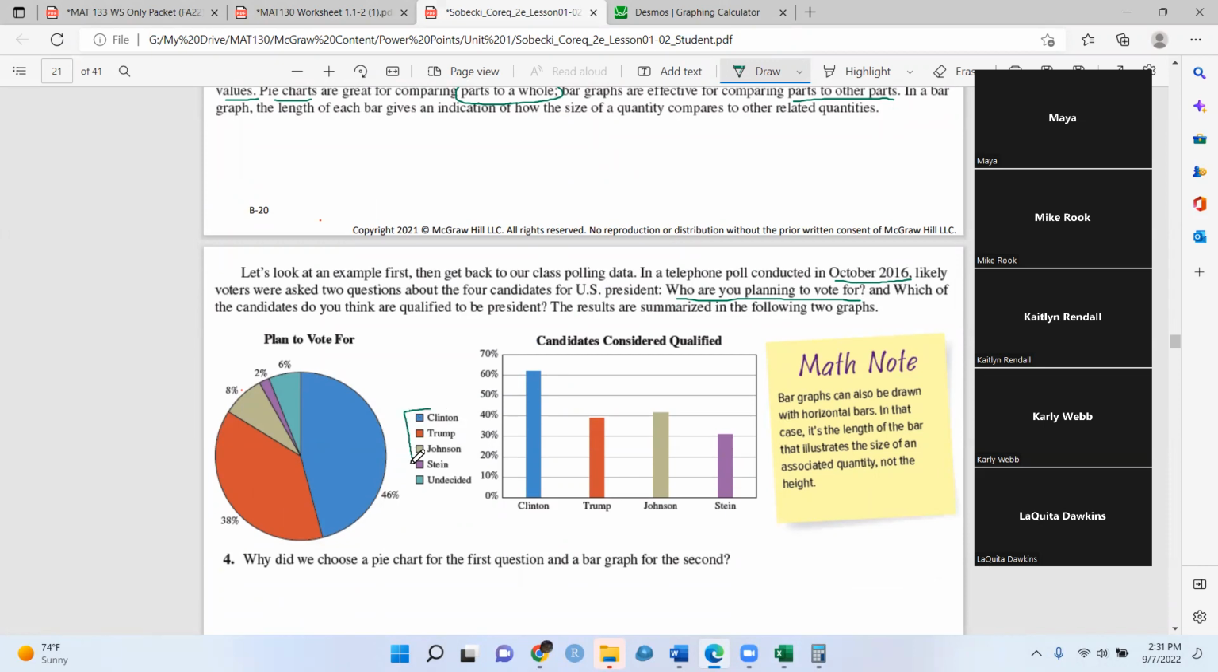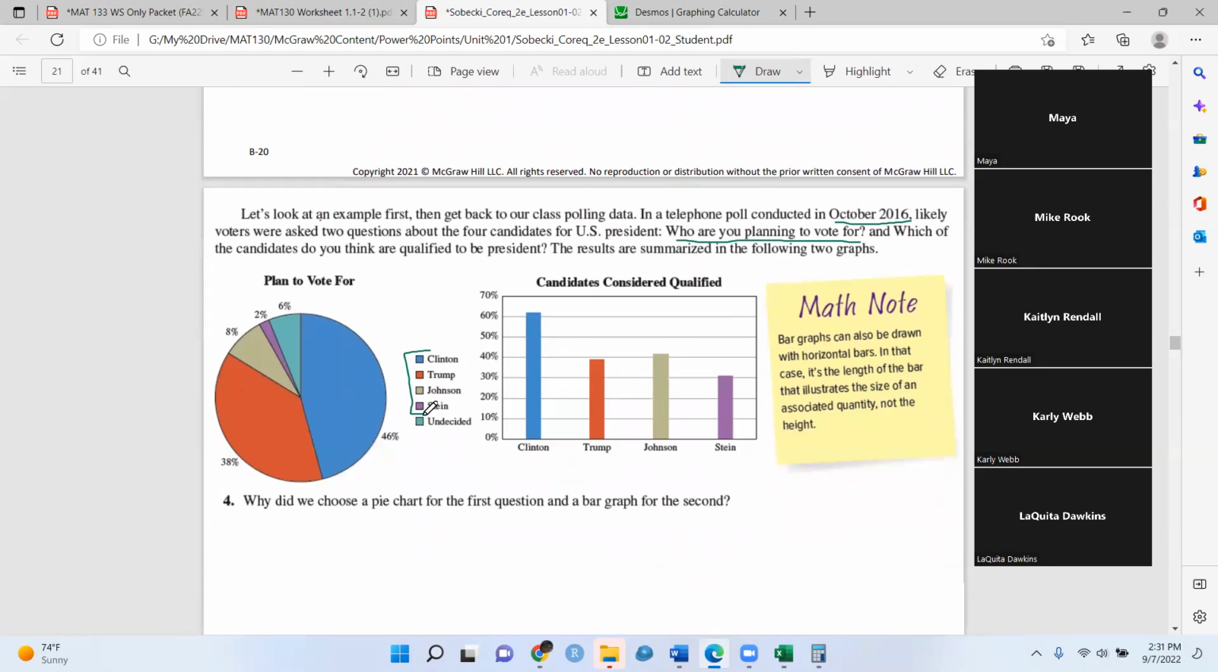There were 4 candidates back then. So Clinton, Trump, Johnson, Stein. I don't know if anyone remembers those names. And then maybe you hadn't made up your mind yet who you're going to vote for. And then the second question was, for these candidates, who do you think is qualified to be president?